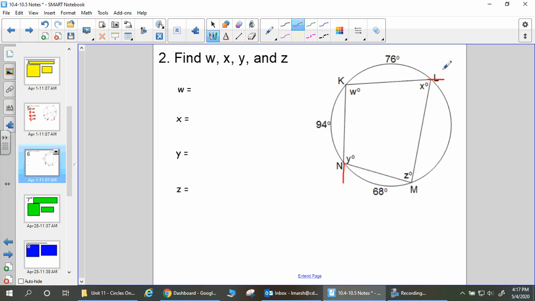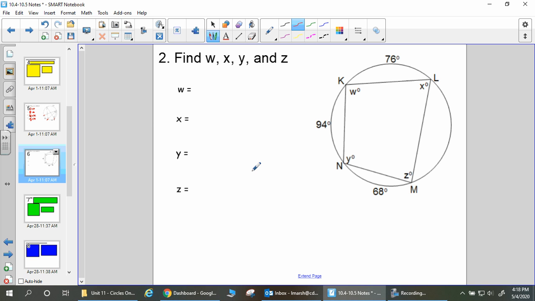So it makes this whole big thing. I know this piece is 68. I don't know what this piece is. So I have two options. I can either find what this empty section is, which you can do because a whole circle is supposed to be 360. Or I can say, all right, well, maybe I don't find W first.